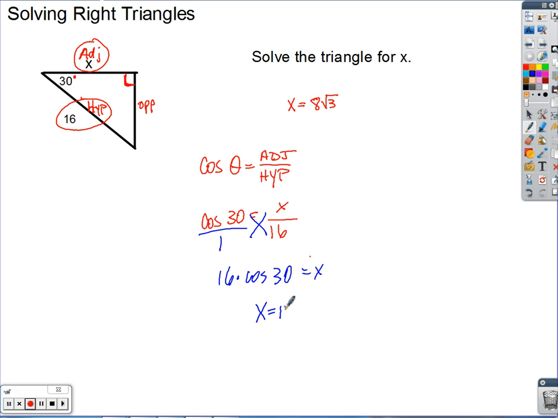So x equals 13.86. So either answer here would be acceptable.